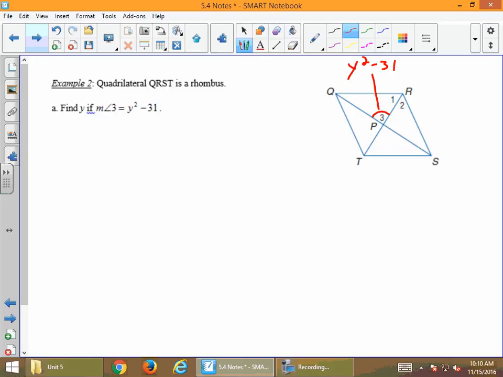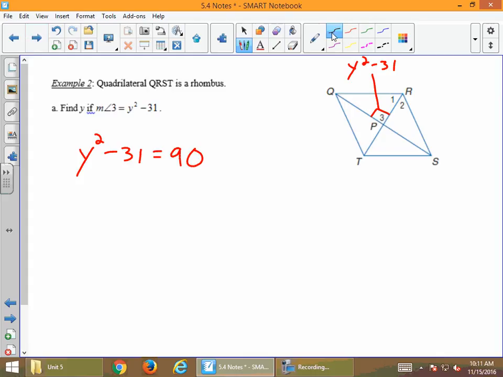So what do I do? Colby? How'd you know that? I don't have any little squares up there. Oh, diagonals are perpendicular in a rhombus, therefore they make 90-degree angles. So really, I shouldn't draw this as a little arc. I should draw this as the box right there, 90-degree angle box. So I know that's 90 degrees, but not only that, it is also y squared minus 31. So they are equal. So I'm going to set them equal and say that y squared minus 31 is equal to 90.